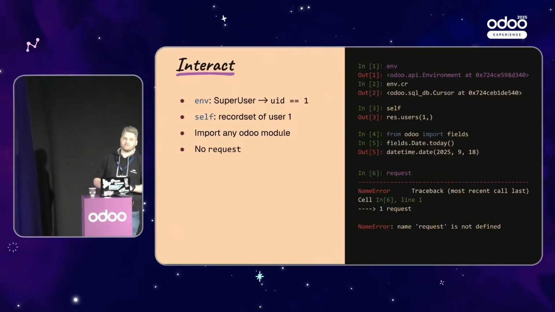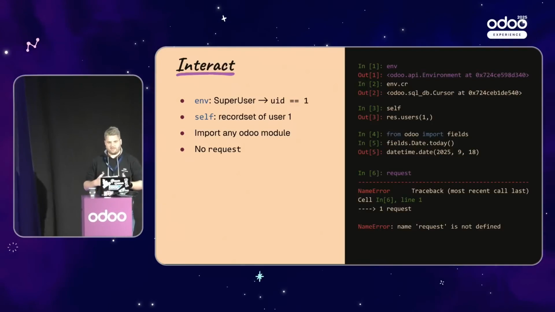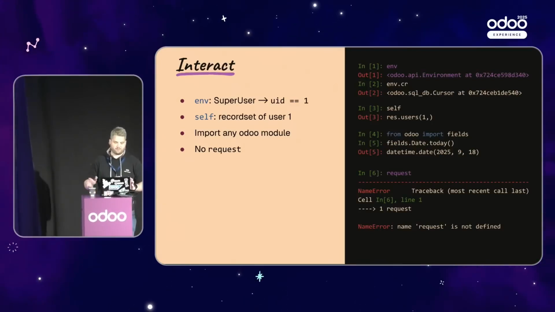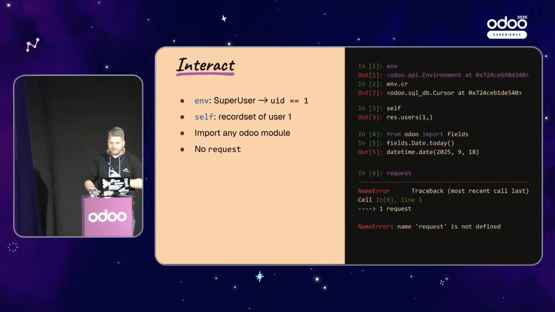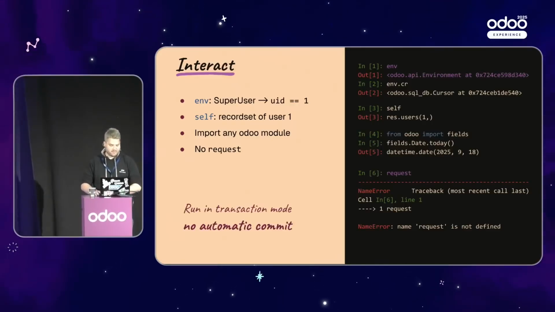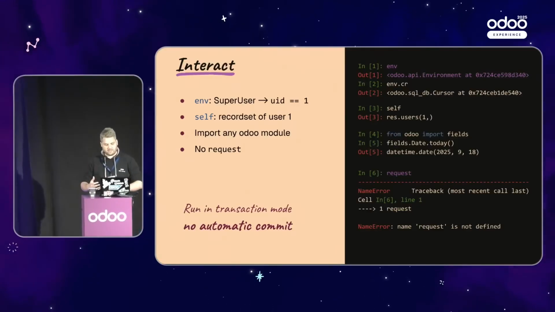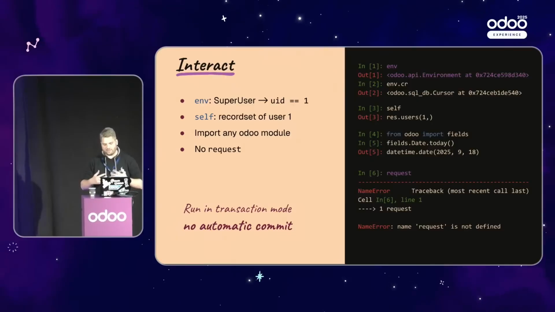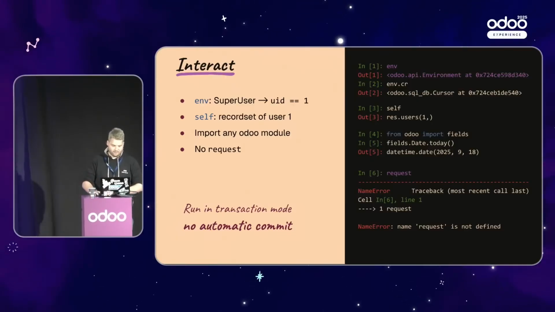There is one exception, though. It's the request module. Since we are not in a HTTP transaction, we can't use it, but we have a way to work around that problem. I will explain it a bit later in this presentation. And another thing to keep in mind is that we are running this in transaction mode. So there is no automatic commit. If you want to actually change data, you'll have to explicitly commit every time.